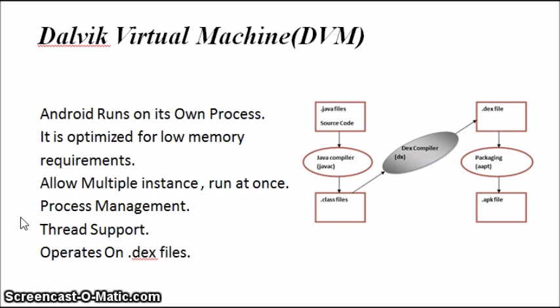And coming to the Dalvik Virtual Machine, DVM, Android runs each application in its own process. It is optimized for low memory requirements. Mainly the Dalvik Virtual Machine is for meeting low memory requirements, allowing multiple instances to run at once, and process management. It has thread support and operates on .dex files.